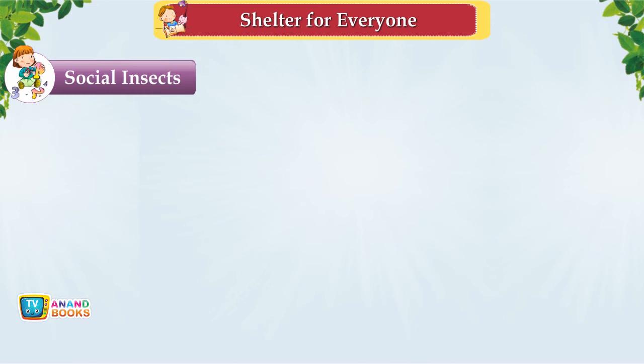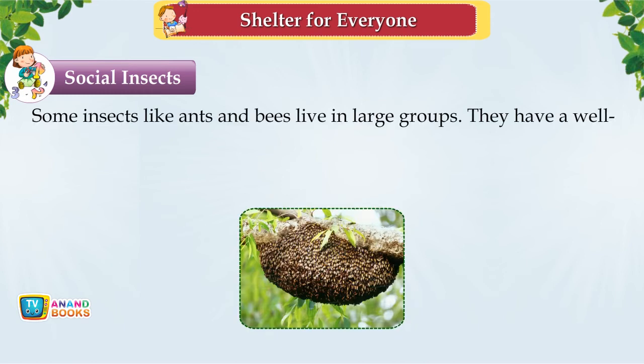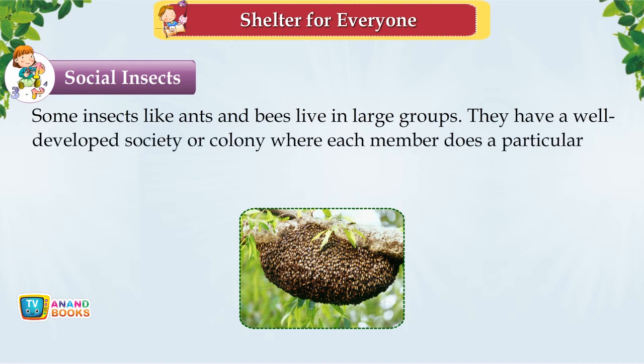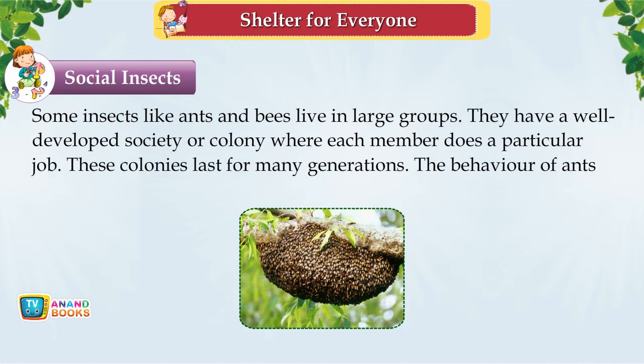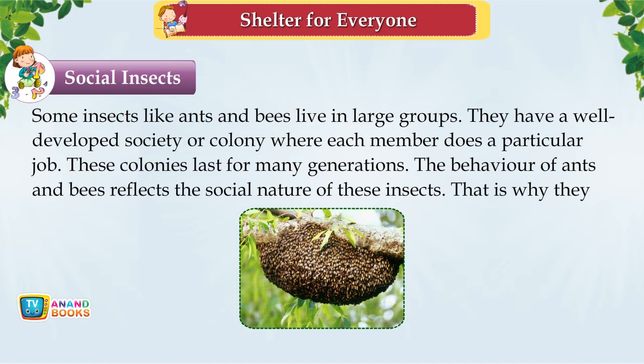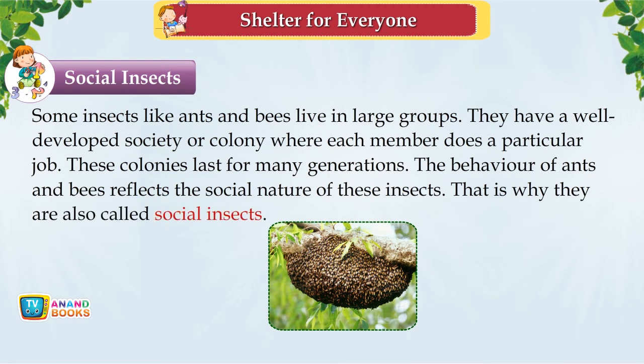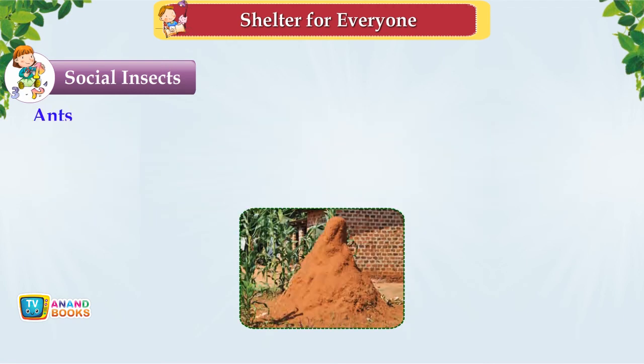Social insects. Some insects like ants and bees live in large groups. They have a well-developed society or colony where each member does a particular job. These colonies last for many generations. The behavior of ants and bees reflects the social nature of these insects. That is why they are also called social insects.